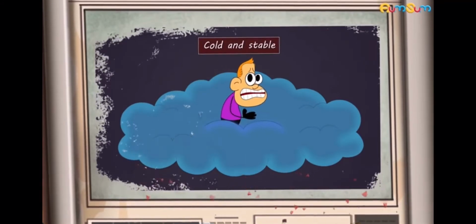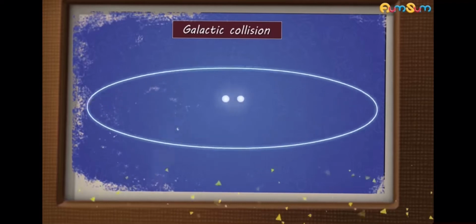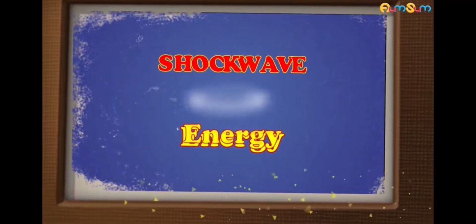Normally, these molecular clouds are cold and stable. However, a nearby supernova explosion or galactic collision may send a shockwave or tremendous amount of energy through a molecular cloud.